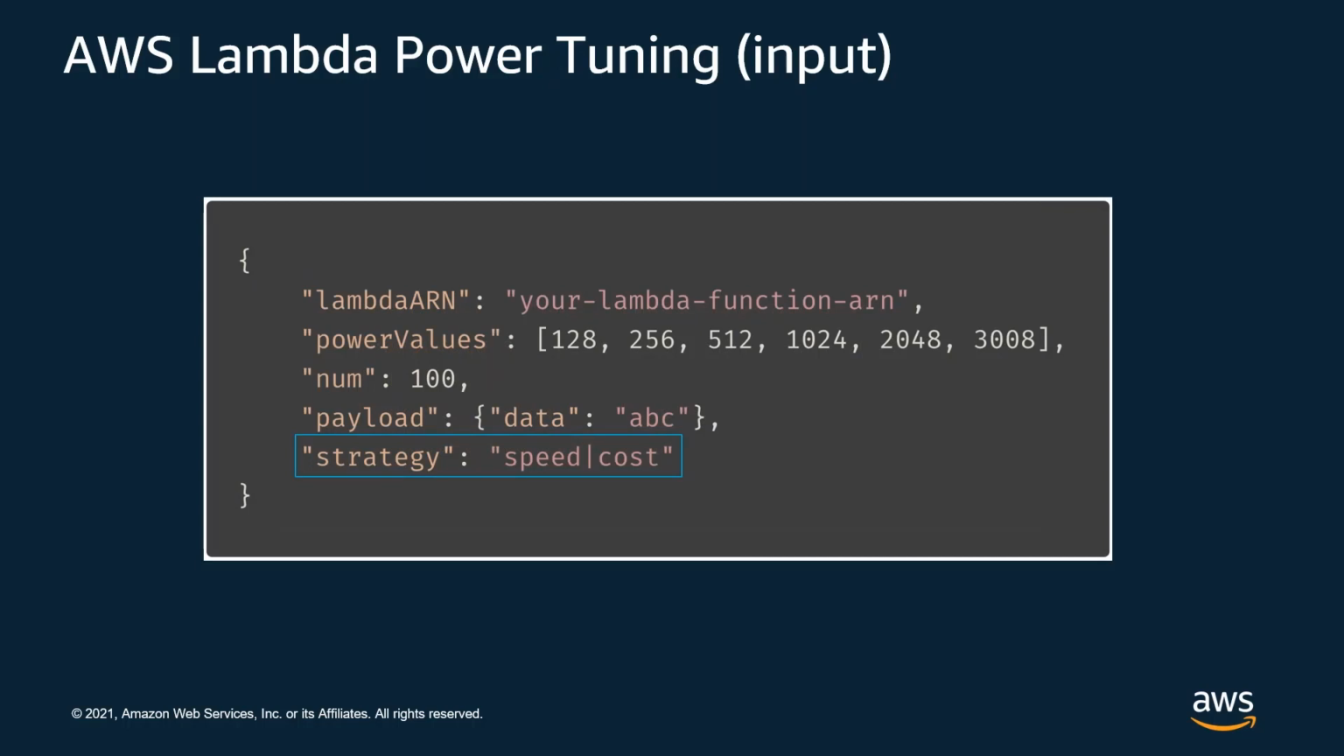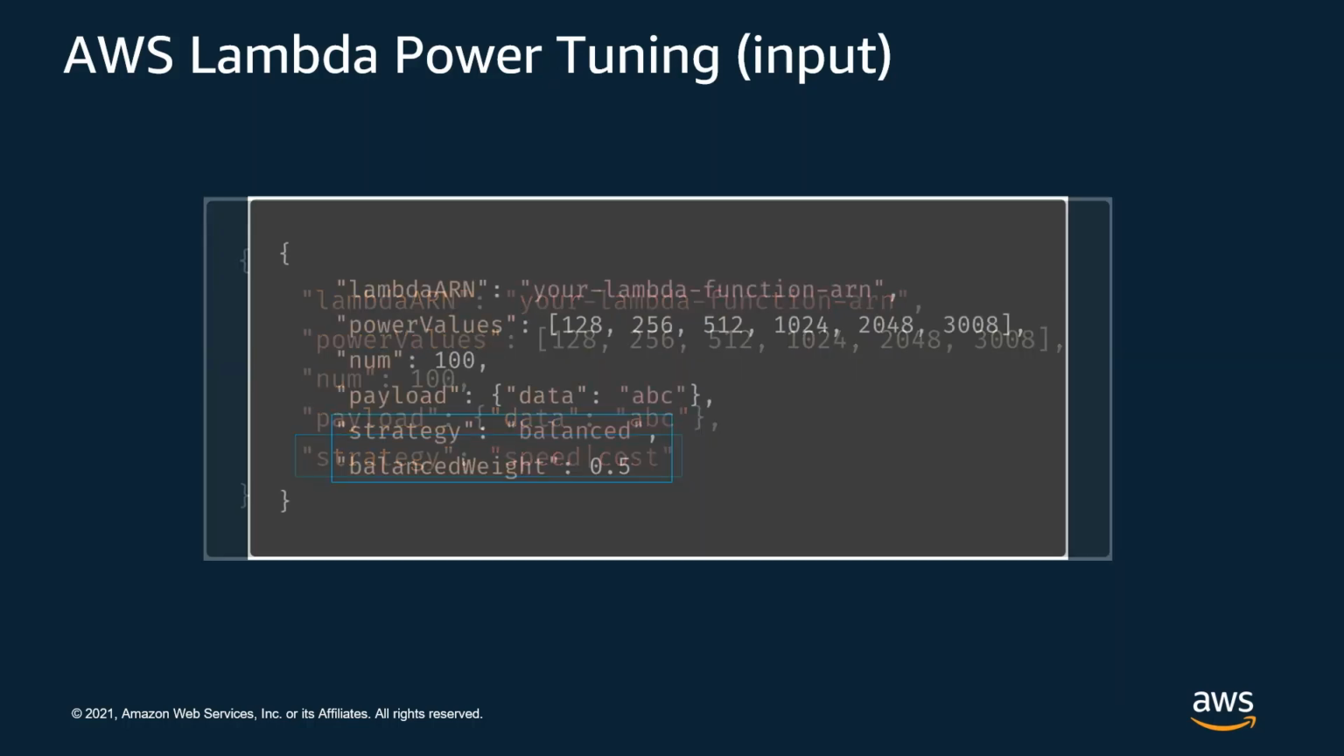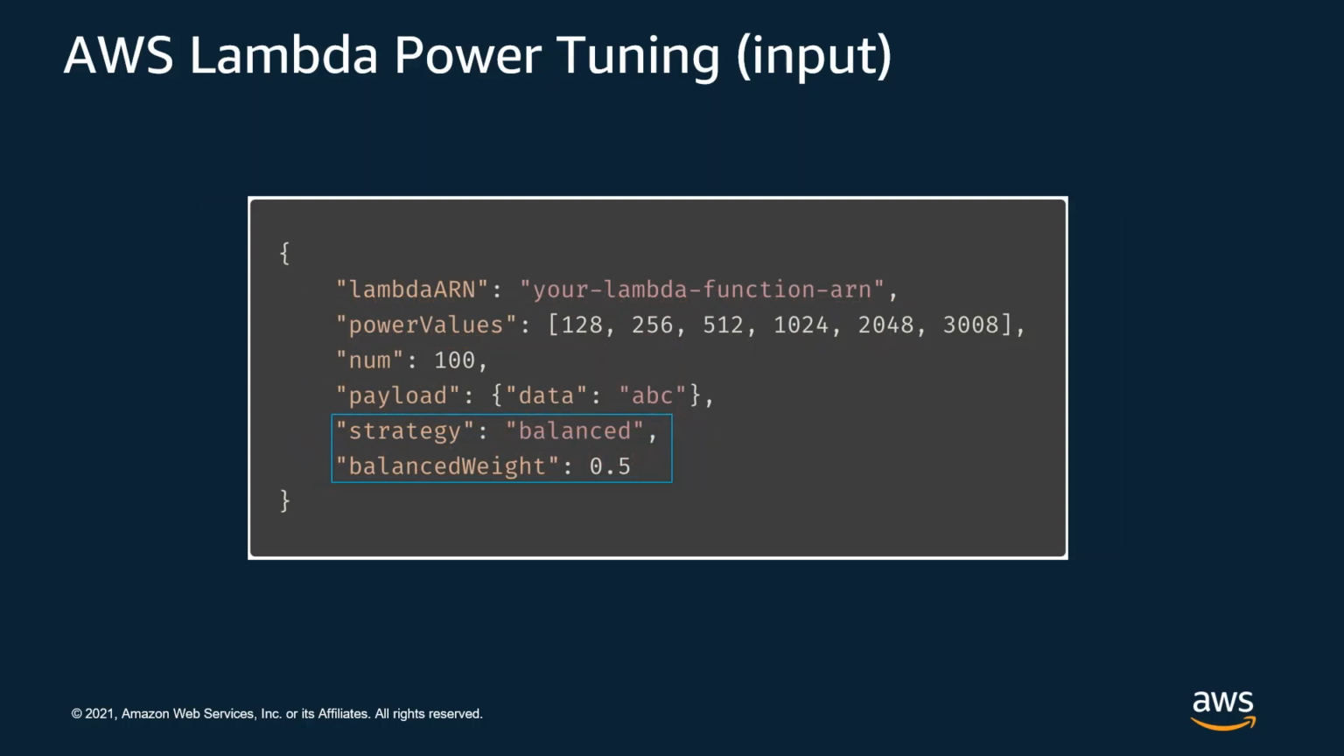Another optional parameter is strategy, and this can be set to cost, speed, or balanced, and the default value is cost. If you use cost, the state machine suggests the cheapest option, disregarding its performance, while if you use speed, the state machine suggests the fastest option, disregarding the cost. When using balanced, the state machine chooses a compromise between cost and speed according to the parameter balanced weight. And balanced weight is a linear weight between 0 and 1, expressing the trade-off between cost and time. 0 is equivalent to the speed strategy, and 1 is equivalent to the cost strategy, and by default it's set bang in the middle at 0.5.